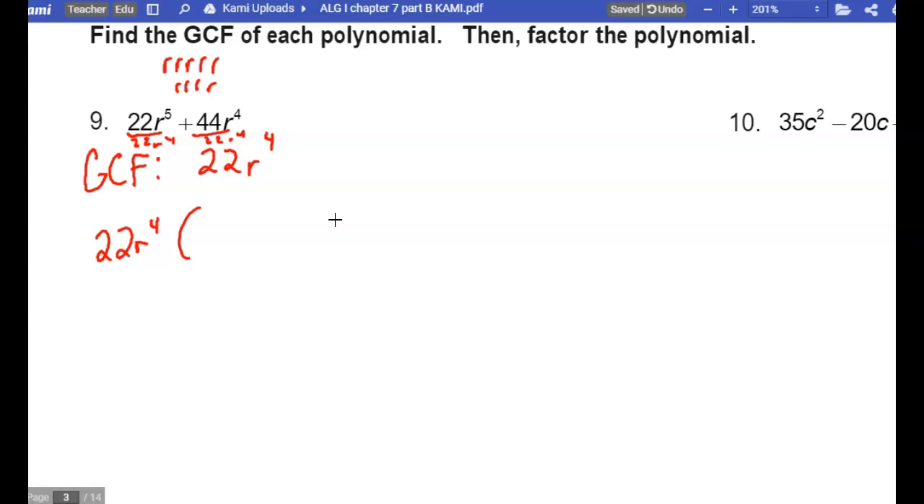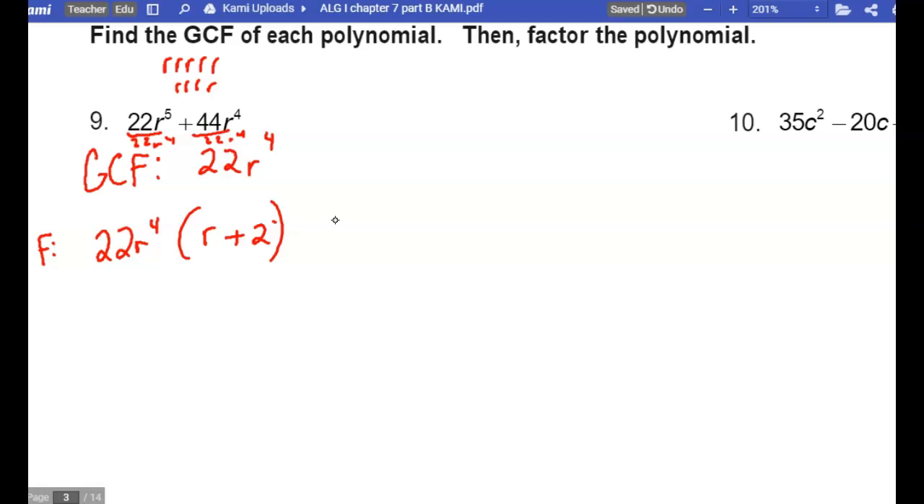So when I divide and factor this out, what does this leave me with? Well, 22 divided by 22 is just 1. R to the fifth divided by r to the fourth, remember our exponent rules, that's just r. And then 44 divided by 22 is 2. And then my r's cancel out. So that's my answer there. That is my two factors. So it says factor the polynomial. So here's one factor and here's the other one.